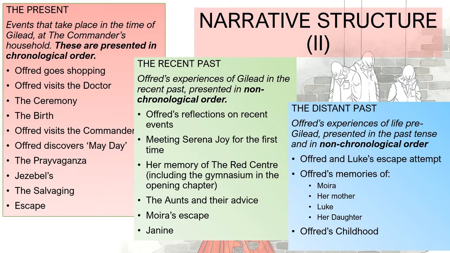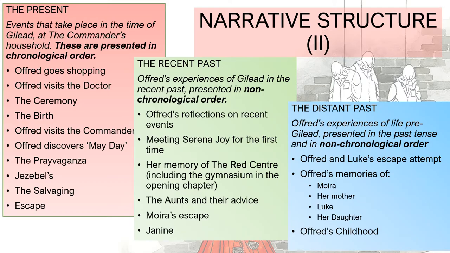So it begins with Offred going shopping. She then visits a doctor. She then takes part in this horrific ceremony in which the commander tries to impregnate her. The birth of Janine's child, or Offwarren's child, the visit to the commander, all of these events are presented, all right the way up to her escape. They're presented in a meaningful chronological order.